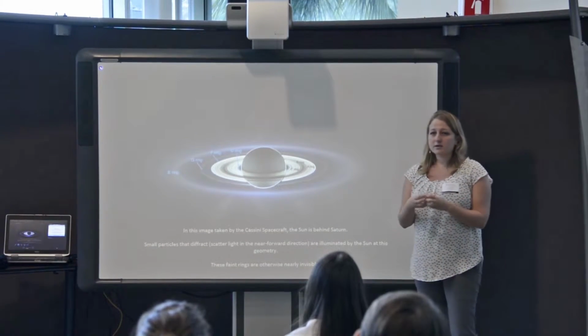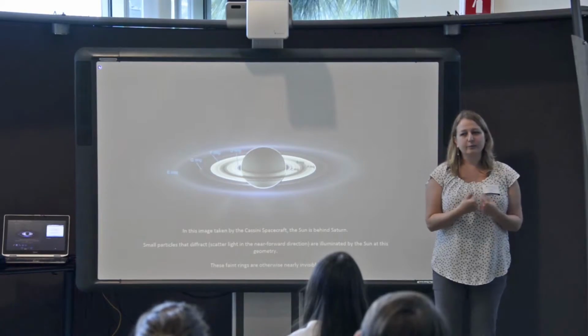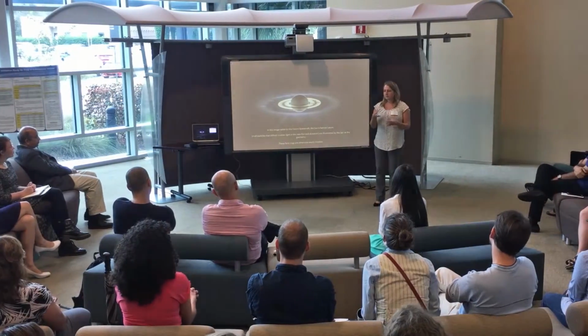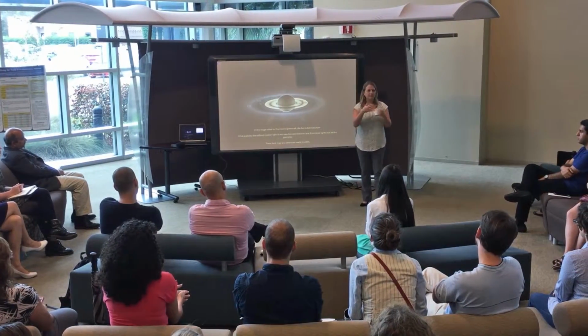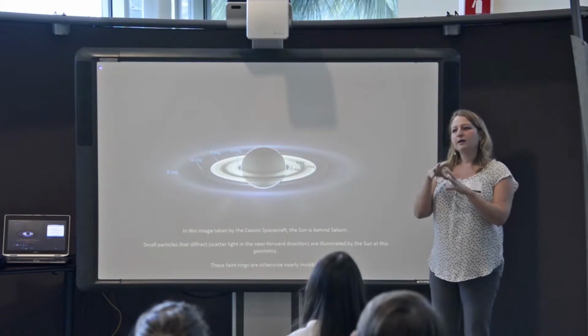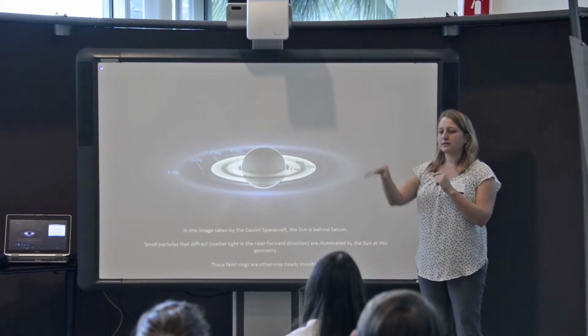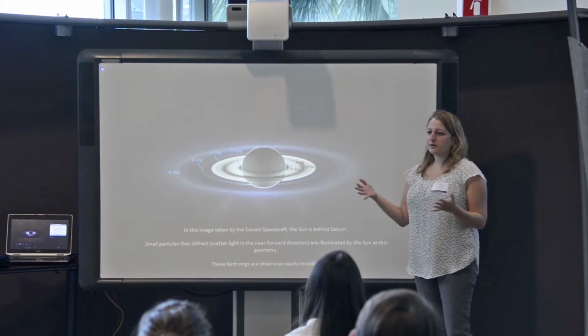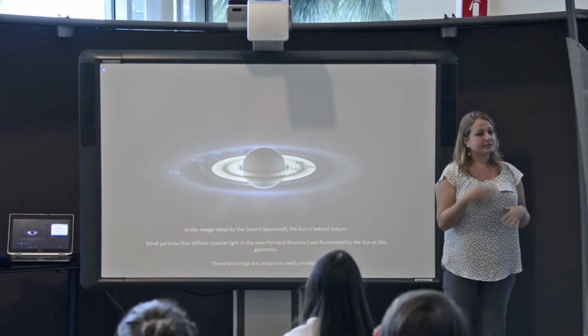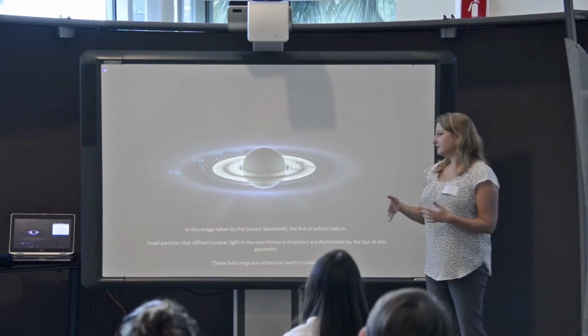If there's a lot of small stuff, that means these things are probably colliding pretty frequently and throwing off some of the smaller material. Otherwise, that would get swept up or accreted back onto the bigger ice rocks that are orbiting Saturn. So understanding the particle sizes teaches us a lot about the ongoing dynamics of the rings.